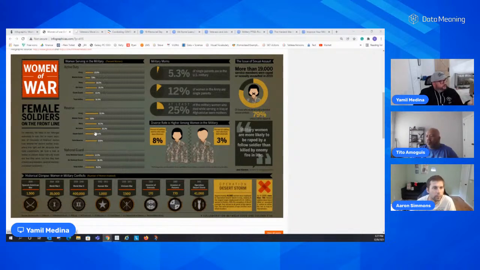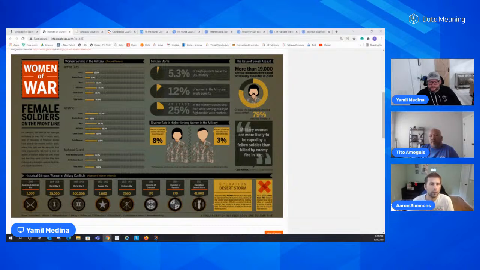And in the reserve, you can see they're pretty high too. The Air Force, 26.3. So for me, that was really cool. I would be interested to see what the actual numbers are, because with the percentages, it can kind of be misleading.